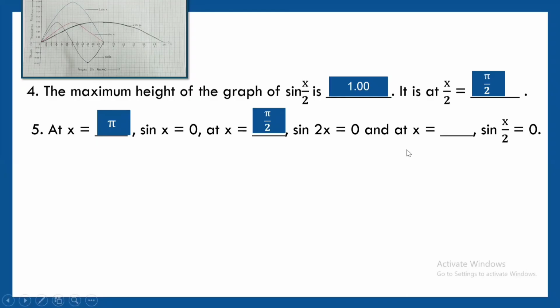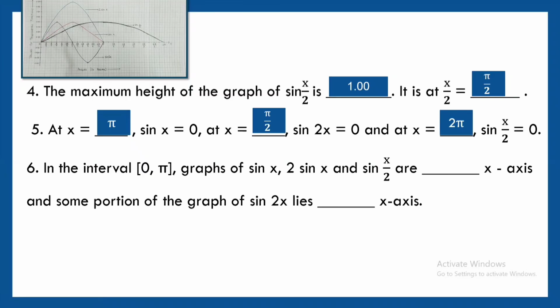At x equal to dash, sin x by 2 is equal to 0. So sin x by 2 is again 0 at 2 points. It is x equal to 0 and x equal to 2 pi. So I can write here any one of them. I can write either 0 or 2 pi. Next, let us see the next part.